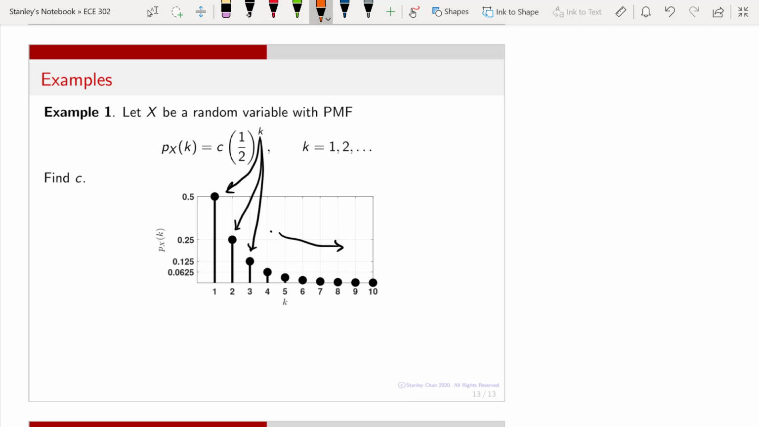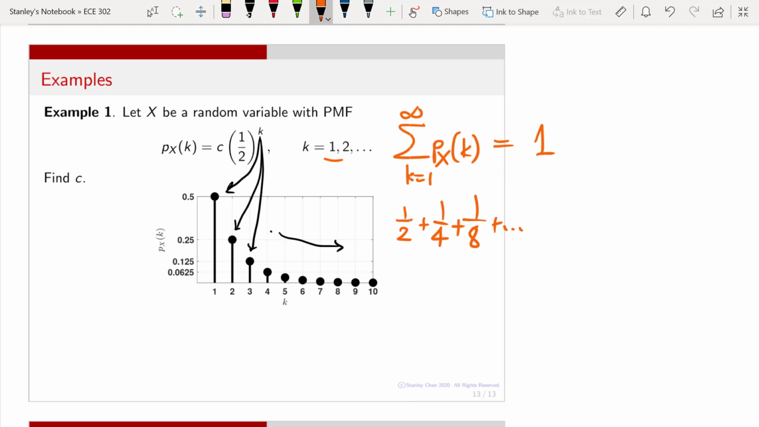Now we want to calculate C. How do we do that? Well, we know that if you sum over all the possible states of P_X(k), and here I'm using the dummy variable k, so let me sum over all the possible k's, where k goes from 1 all the way to infinity, by the theorem we know that it has to sum to 1. So what is this infinite sum? It is 1/2 plus 1/4 plus 1/8 plus and so on, and we want it to equal 1.